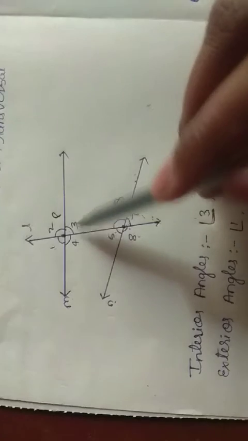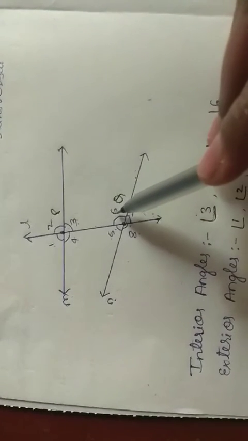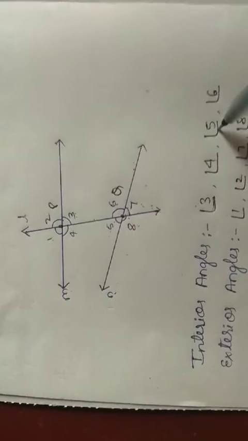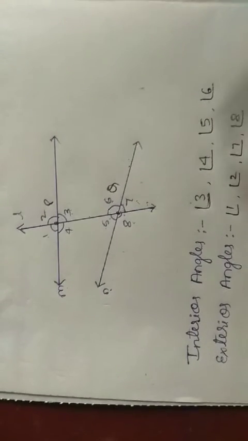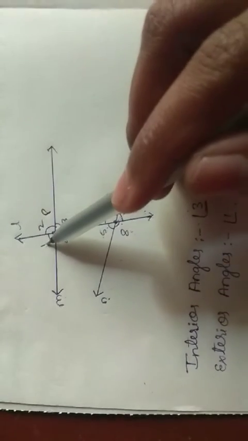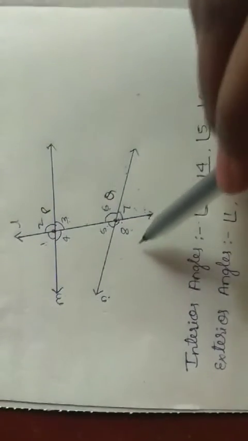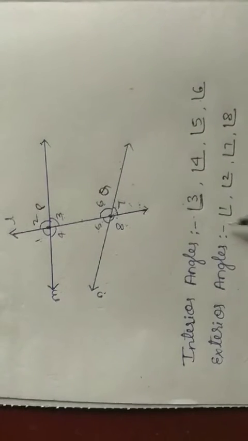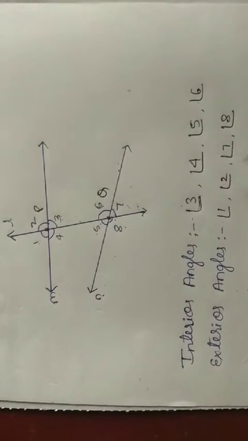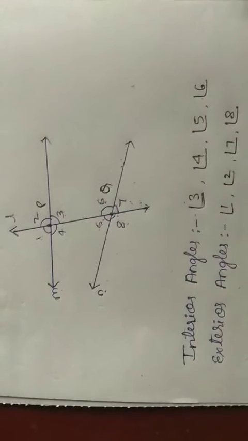Interior angles are 3, 4, 5, 6. These are the interior angles. Angle 3, angle 4, angle 5 and angle 6 are the interior angles. Exterior angles are 1, 2, 7, 8. Angle 1, angle 2, angle 7 and angle 8 are the exterior angles. Understood?